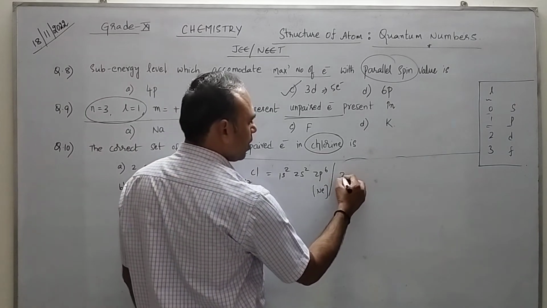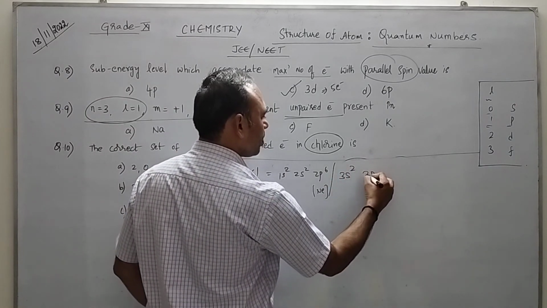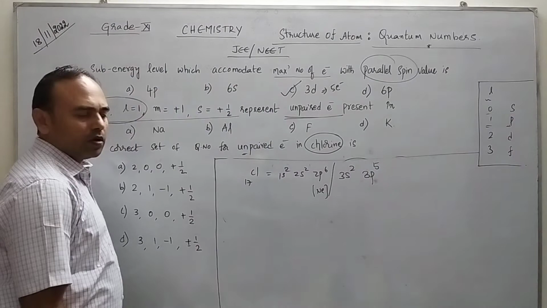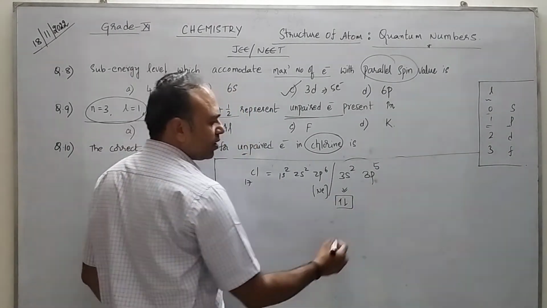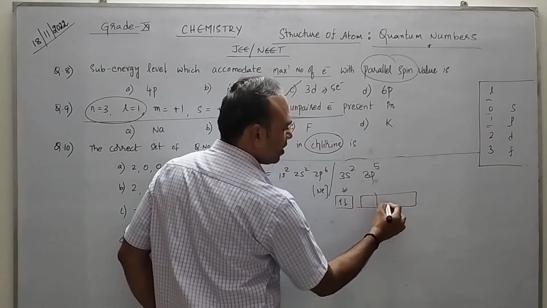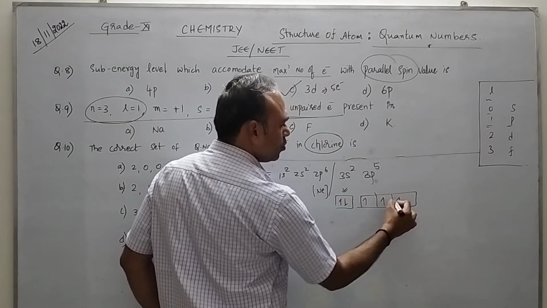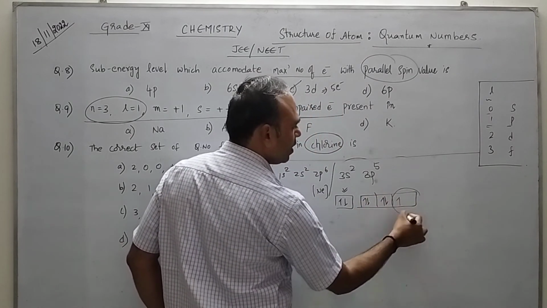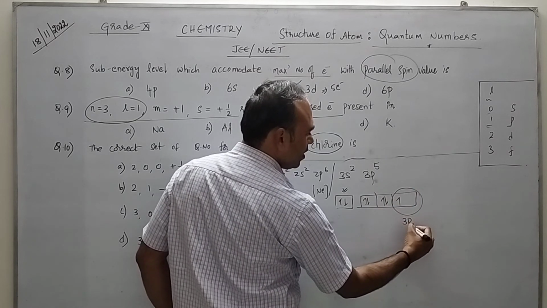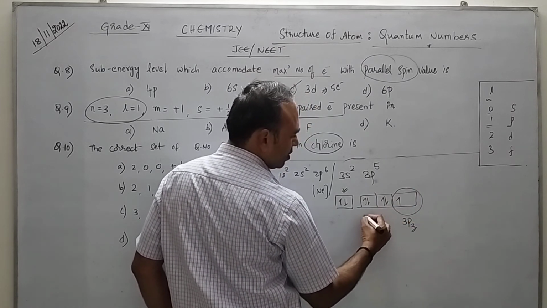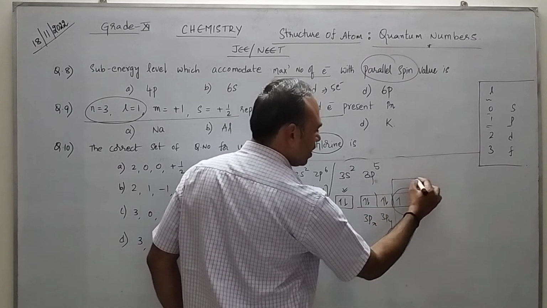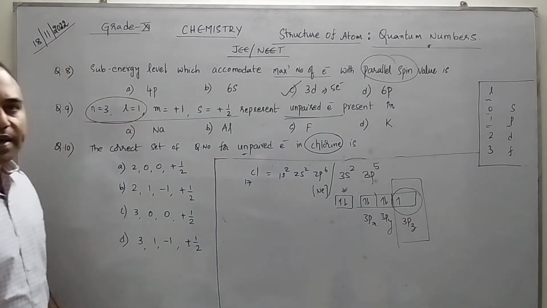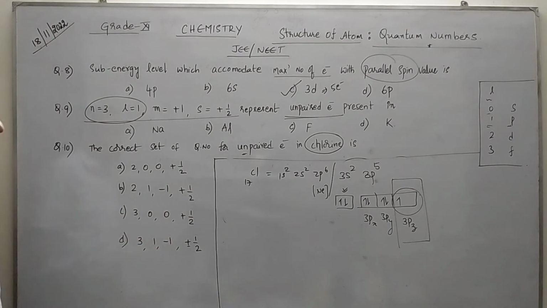Then 3s2 and 3p5. So these two electrons are completely paired, so we are not considering that. Now if you take 3p5, 1, 2, 3, 4, 5. This is nothing but 3px, 3py, 3pz. We are talking about the unpaired electron, that is 3pz1.